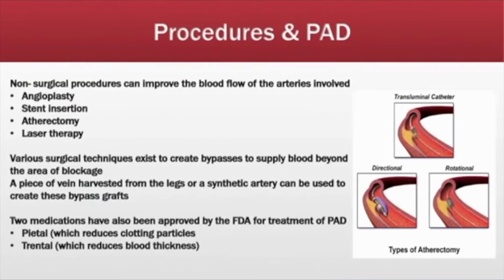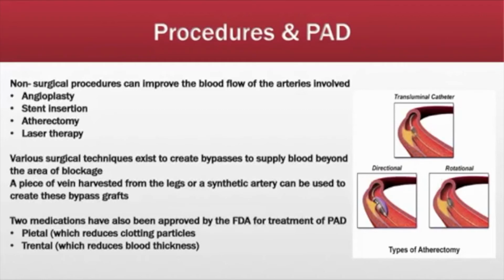Non-surgical procedures such as angioplasty, stent insertion, atherectomy, and laser therapy can improve blood flow to the involved arteries. These procedures are performed through a small hole in the leg artery using X-ray contrast and fluoroscopy. Various surgical techniques exist to create bypasses to supply blood beyond the area of the blockage. A piece of vein harvested from the legs or synthetic artery can be used to create these bypass grafts.